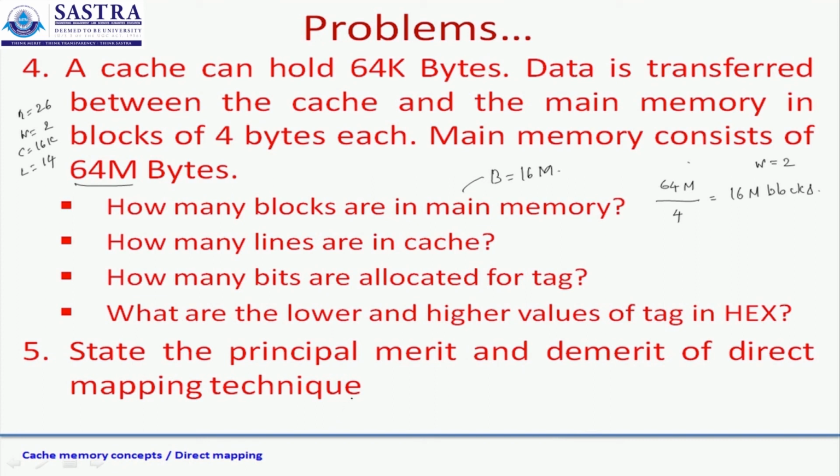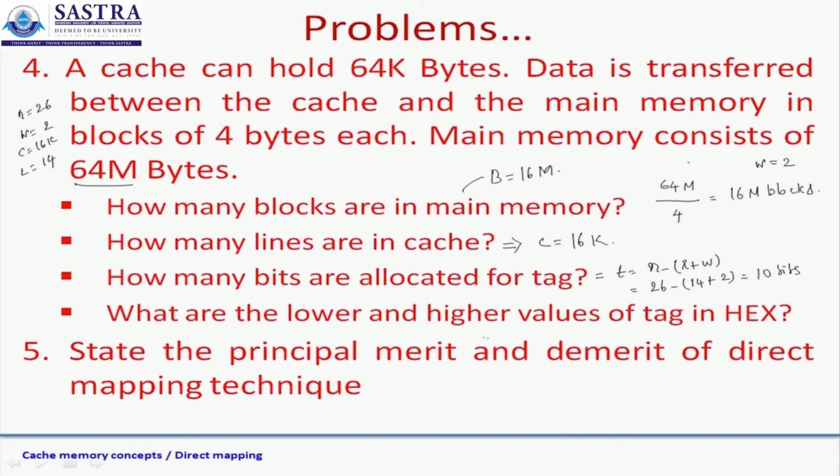How many lines are in cache? That we already found. C equal to 16K. How many bits are allocated for tag? Tag T is N minus L plus W. N is 26, minus L is 14 plus W is 2. So 26 minus 16, 10 bits. 10 bits are allocated for tag.